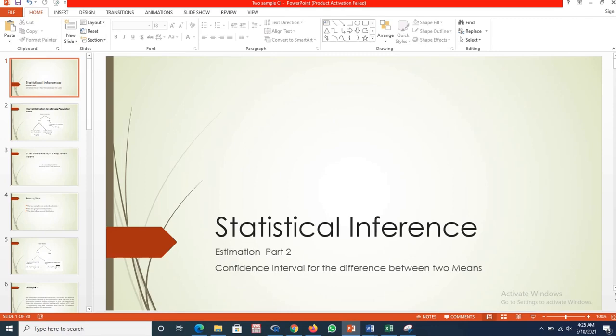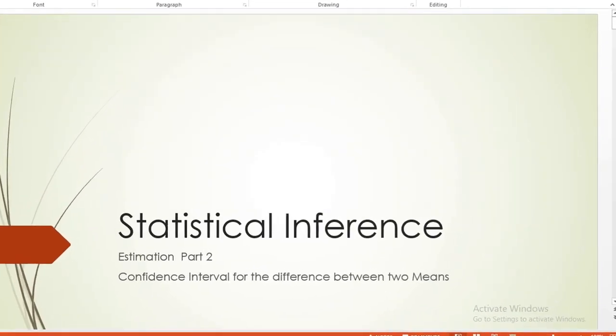Hey students, we are talking about statistical inference, and in statistical inference we are talking about estimation, because statistical inference is the second branch of statistics. So all we have to conclude about a population parameter is based on estimation and hypothesis testing. In the estimation part we have to discuss point estimation and interval estimation.